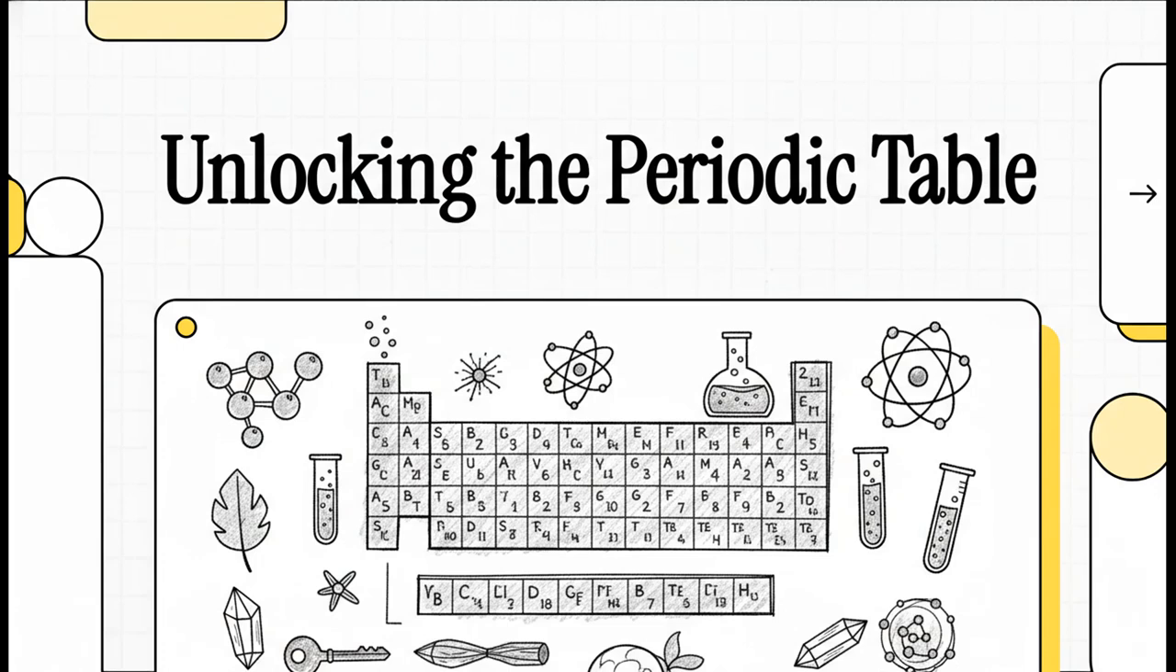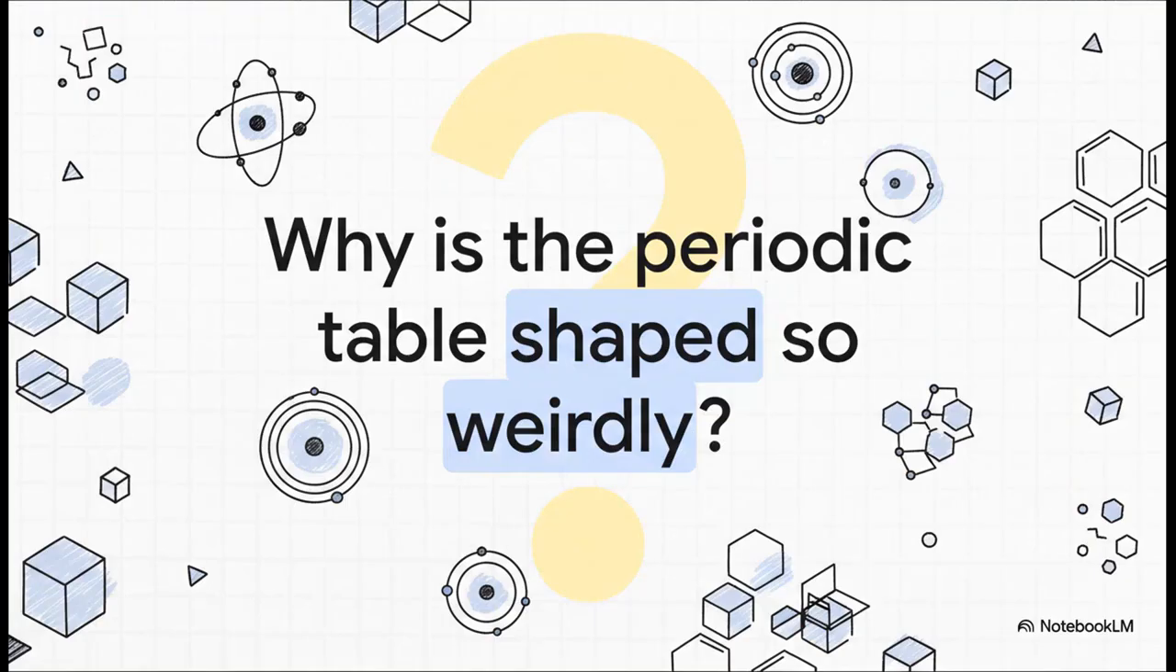All right, let's talk about one of the most famous charts in all of science, the periodic table. You've definitely seen it hanging in a classroom, but it is so much more than that. It's basically the key to understanding, well, everything. But let's be honest, have you ever really looked at it and wondered, why is it shaped like that? All those gaps and weird blocks sticking out, it just looks kind of strange, right?